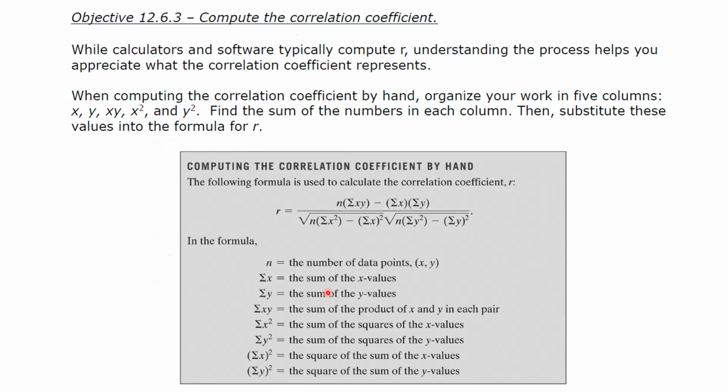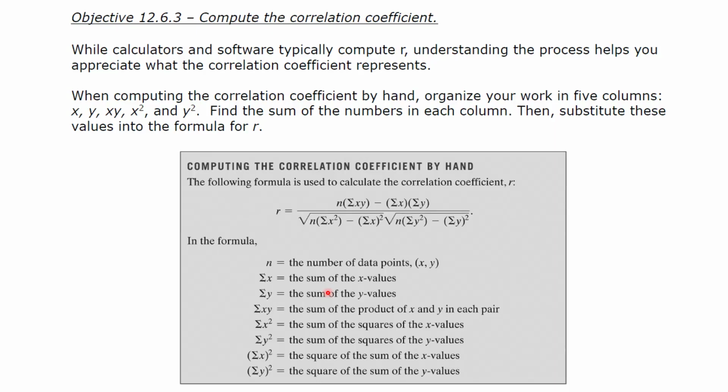All right, objective number 3, computing the correlation coefficient. While calculators and software typically compute r for us, understanding the process helps you appreciate what the correlation coefficient actually represents. When you're computing the correlation coefficient by hand, you organize your work in 5 columns: x, y, x times y, x squared, and y squared. Then you find the sum of the numbers in each column and substitute those values into the formula for r.